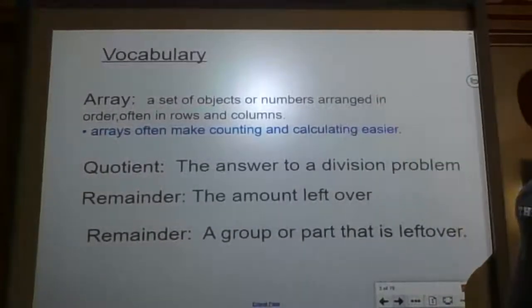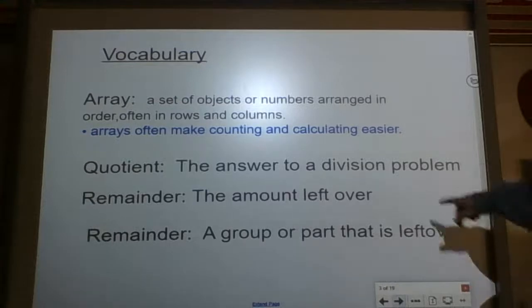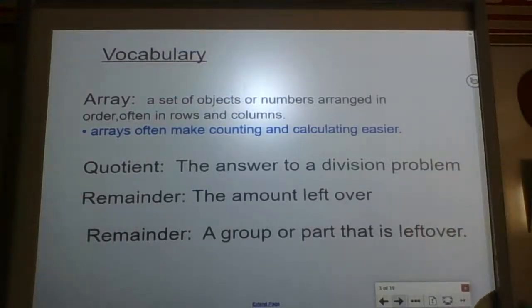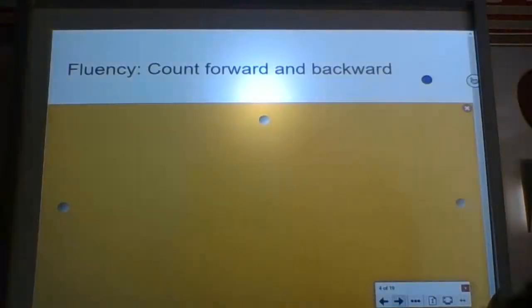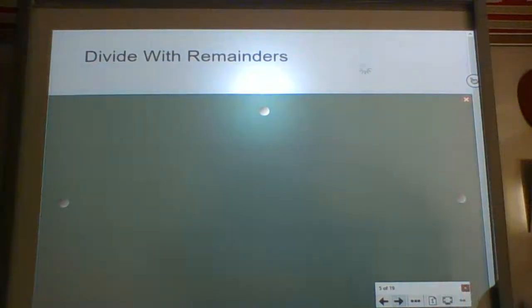We're talking about arrays again. Arrays are sets of objects or numbers arranged in order on those rows and columns that we built them in the other day. A quotient is the answer to a division problem. The remainder is the amount left over. Oh, look, someone doubled up on remainder, just in case you didn't hear it the first time. All right, let's divide with remainders.